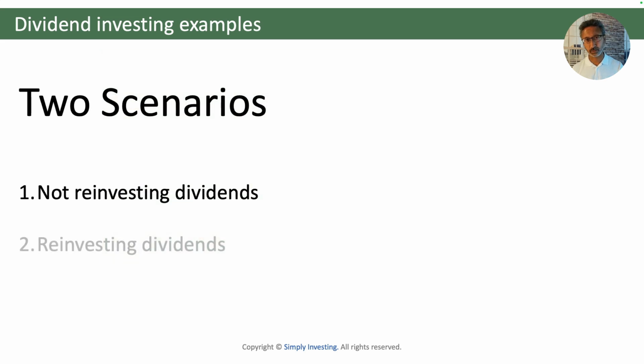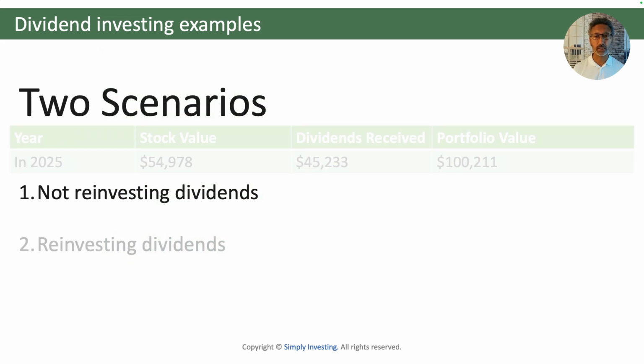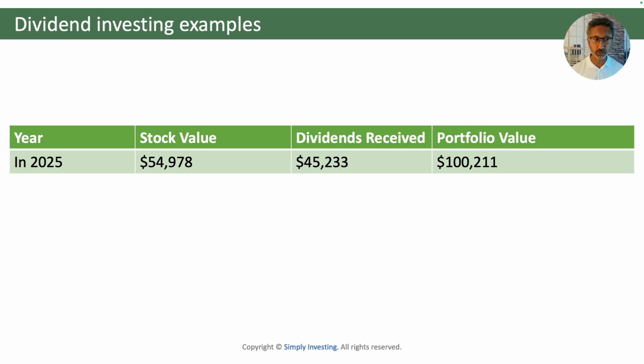Now we're going to go back just quickly. We're going to jump back to scenario number 1. I just want to show you the same numbers we looked at originally. So this person, scenario 1, invested $10,000 in TC Energy. By 2025, the stock is worth over $54,000, and they've received over $45,000 in dividends. So the portfolio is worth $100,000, roughly $100,000. If they spent the dividends, then the portfolio is worth roughly $55,000, right? So that's where we stand today.